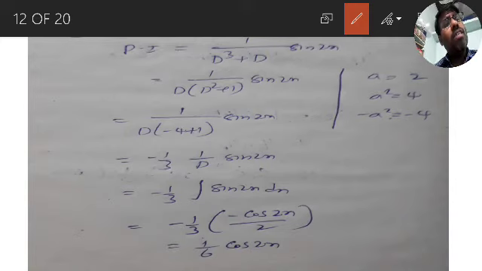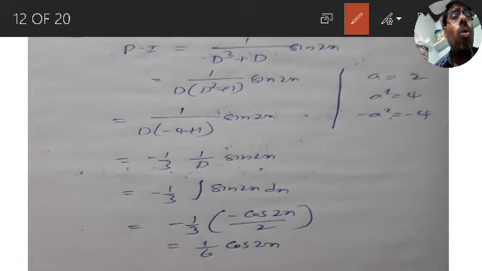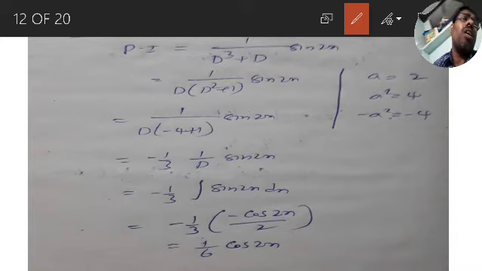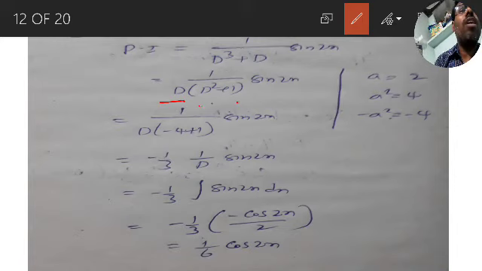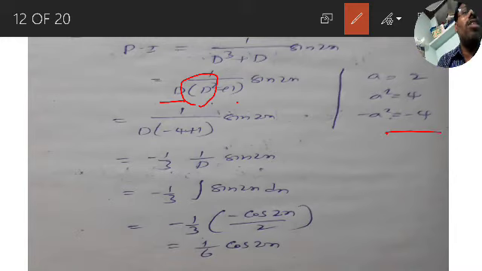But the method tells us to replace d square by minus a square. So there is no d square term. If it is d plus something, we can rationalize, but here we have d cube plus d, so we simply take d common. You get a d square term, replace d square by minus a square, and you get 1 by d.